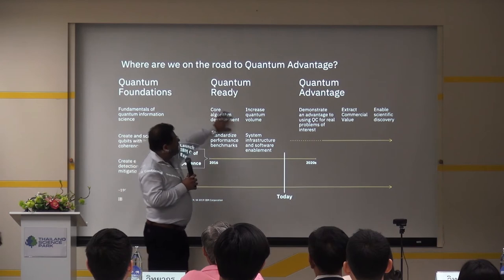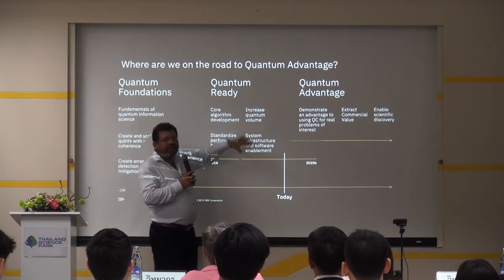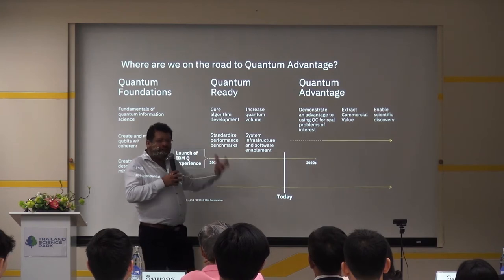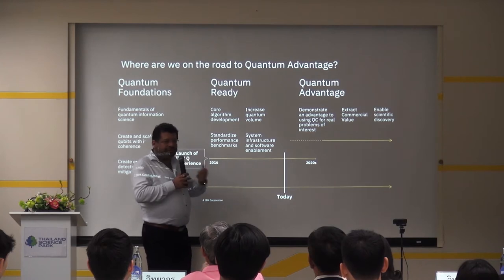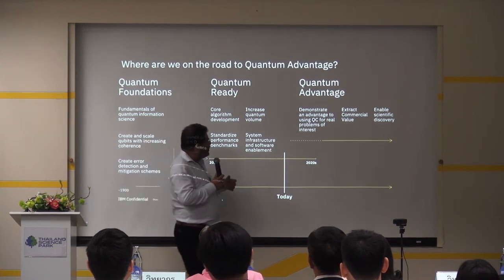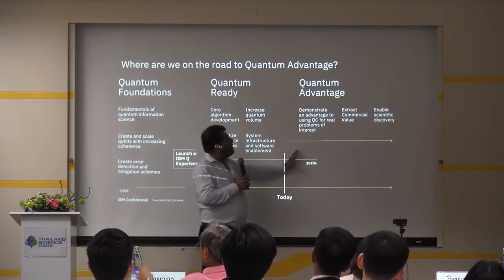So this particular quantum ready phase is where we are now, right? Because they're noisy systems, we want to be able to increase quantum volume, which means reducing noise and increasing connectivity. We want to be able to put some benchmarks in so it can properly calculate with different types of machines. And basically, today we're right about here. Right? So what we want to eventually get to is this phase.